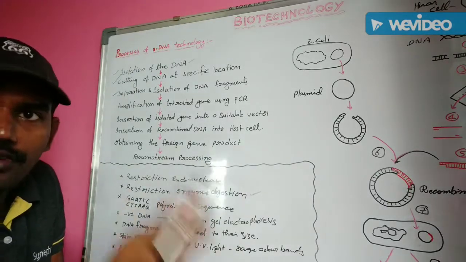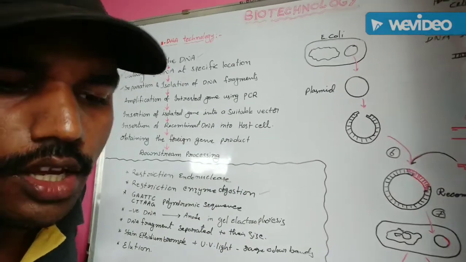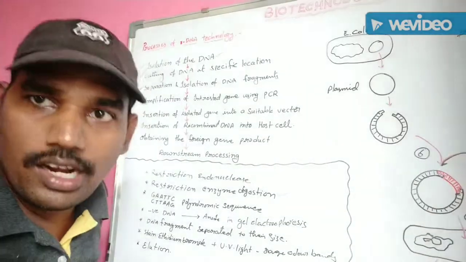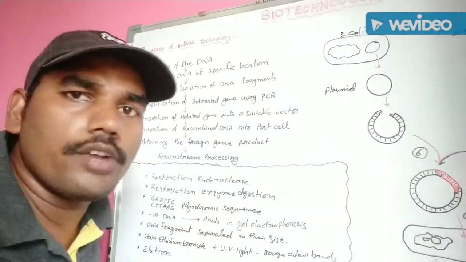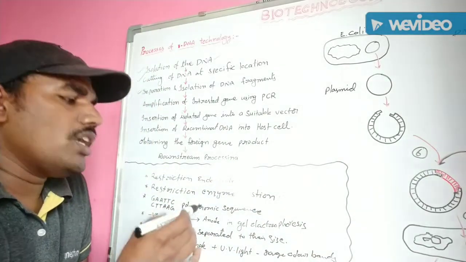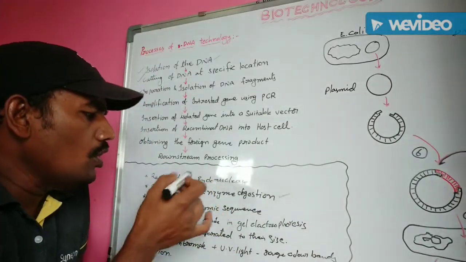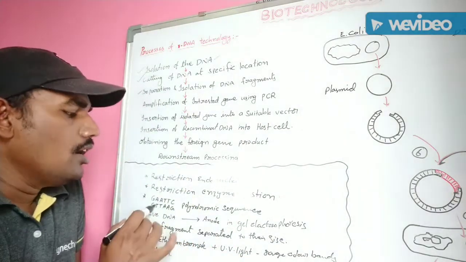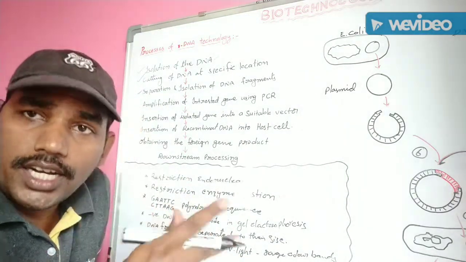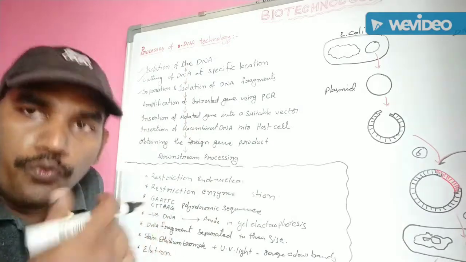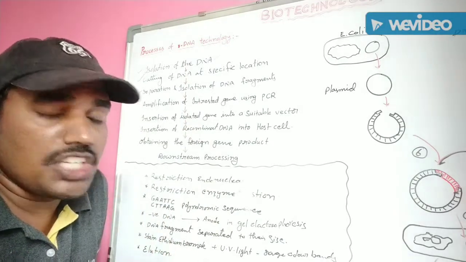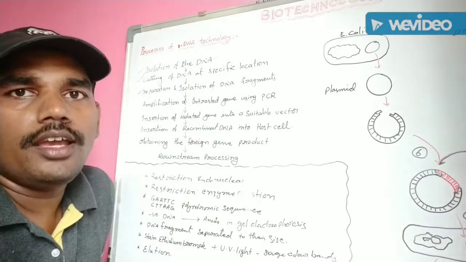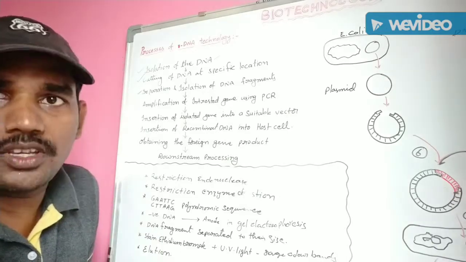GAATTC, that means the sequence should be the same reading from left to right and from right to left. Like Malayalam, reading left to right. That type of sequence is known as a palindromic sequence. These restriction endonuclease enzymes can identify these palindromic sequences and cut at a specific location to form sticky ends, ends that can join back together.